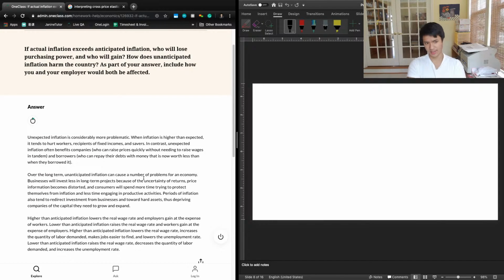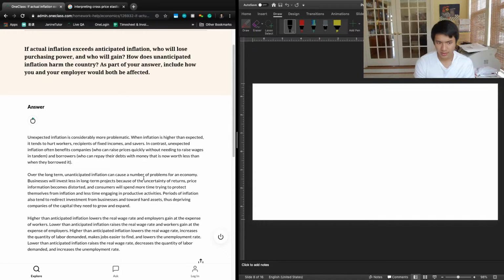The previous tutor said that unexpected inflation is considerably more problematic. When inflation is higher than expected, it tends to hurt workers, recipients of fixed incomes, and savers. In contrast, unexpected inflation often benefits companies who can raise prices quickly without needing to raise wages in tandem, and borrowers who can repay their debt with money that is now worth less than when they borrowed it. Right, so this is what we were talking about.